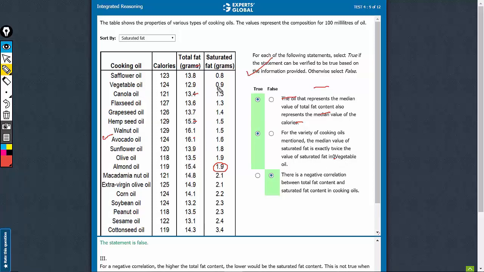Vegetable oil saturated fat is 0.9. Double of 0.9 will be 1.8 and not 1.9. This says exactly twice, and therefore this statement is false.